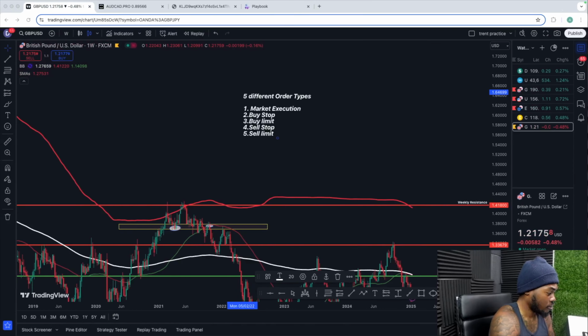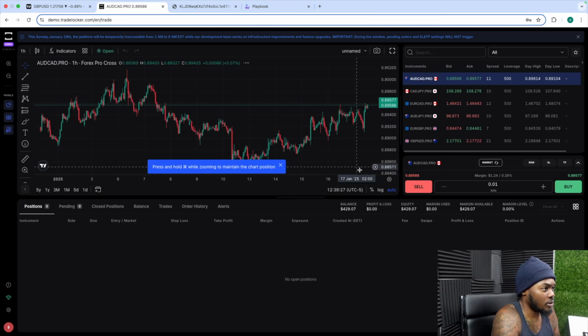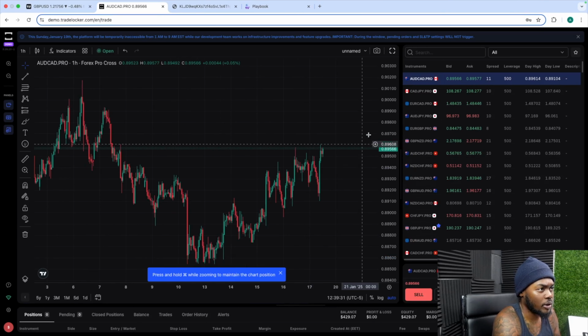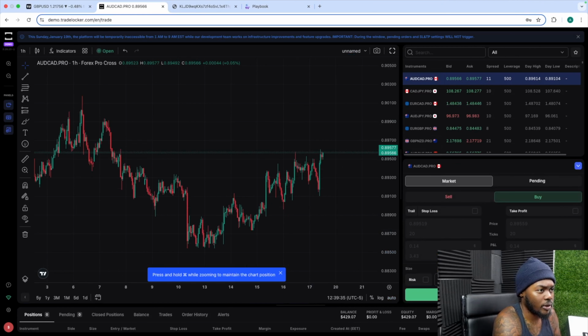So, I'm going to show you actually live on a demo account that I have created on Trade Locker. We're going to start with the first one, market execution. So, this is Trade Locker. Like I said, this is one of my demo accounts. Just for the hell of it, we're going to go ahead and enter a market execution order. Right here on the right hand side, we can see we have either a market order or we can do a pending order.